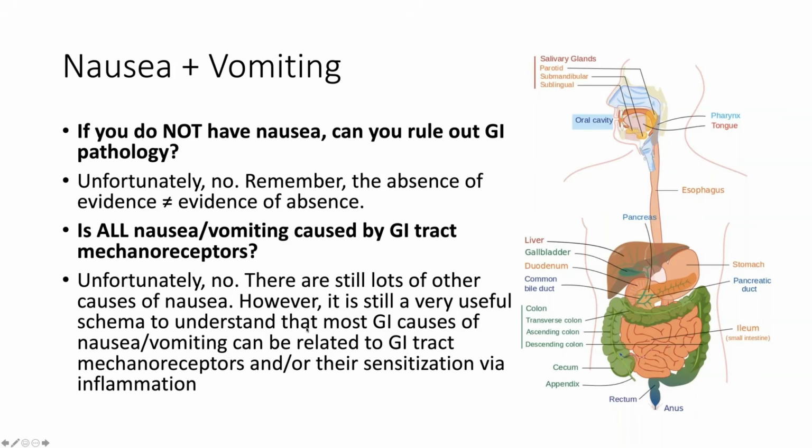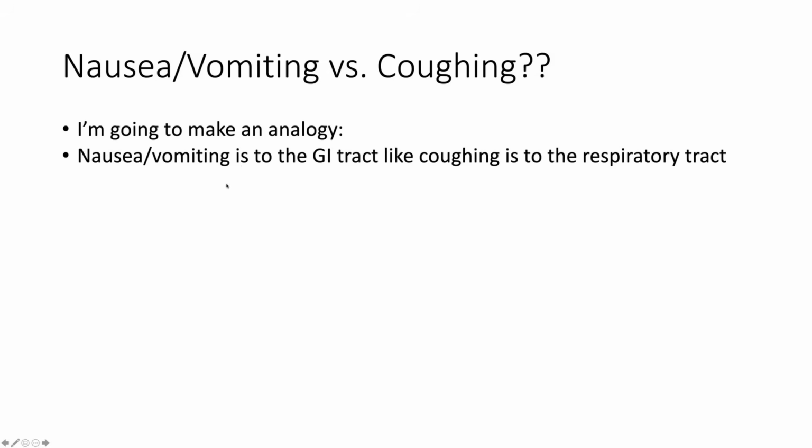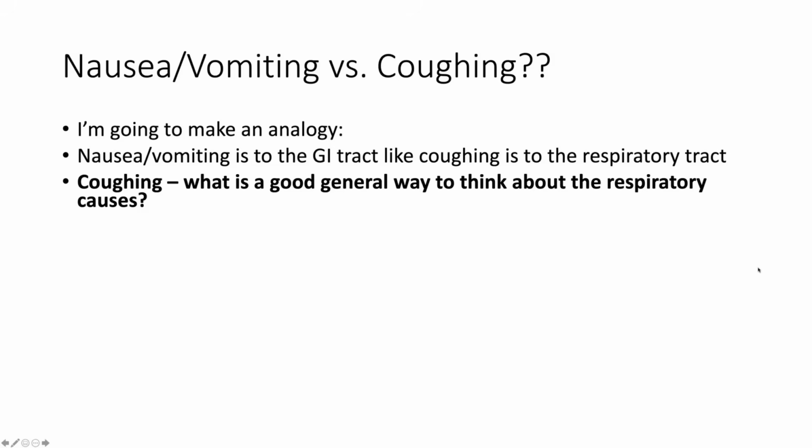So it's a good way to schematize it in your head to know how to approach it. All right, so now we're going to tie this to coughing. So Saba, I'm going to make you an analogy. Nausea and vomiting is to the GI tract like coughing is to the respiratory tract. Right? So Saba, what's a good way generally to think about coughing and the respiratory causes?